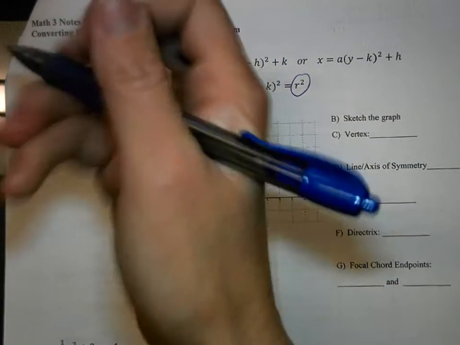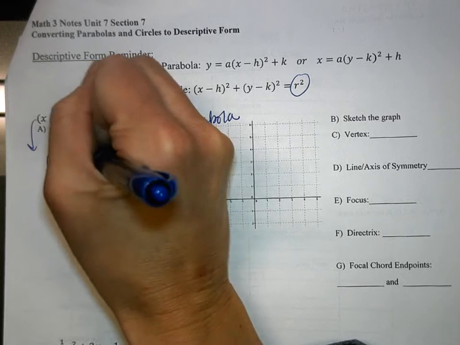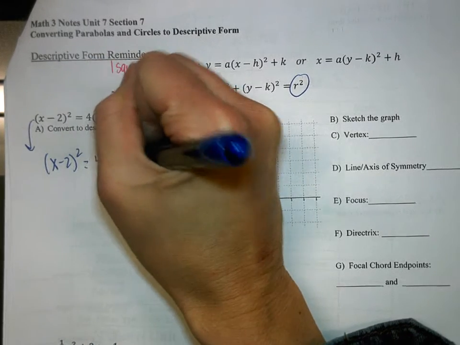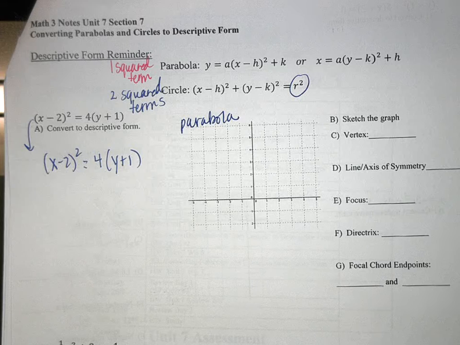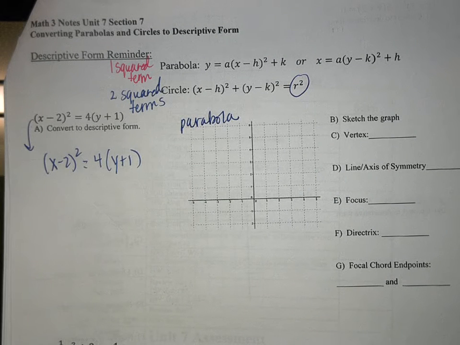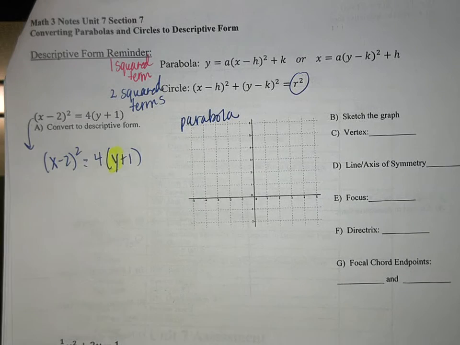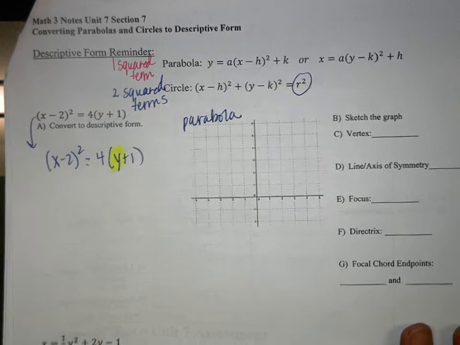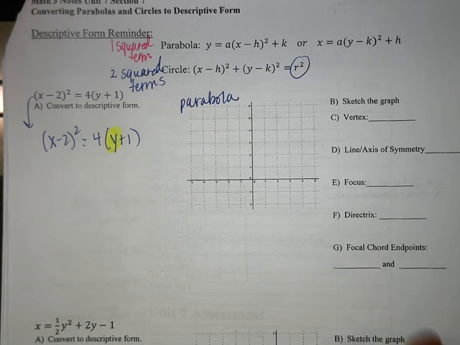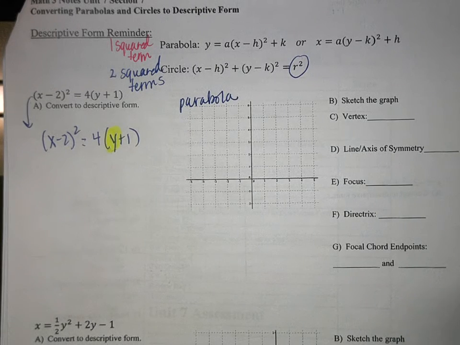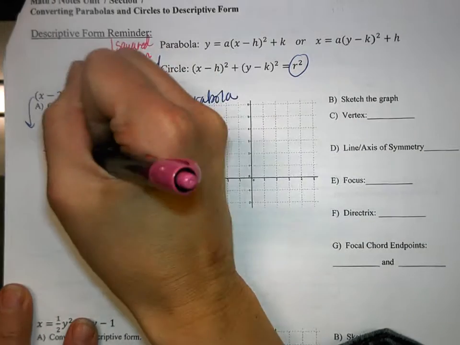I'm going to go ahead and rewrite this equation. And we want to put this into our descriptive form. When you have one squared term, you are trying to get the variable that is not squared by itself. So what am I trying to get by itself for this first equation? We want to get the y by itself. What will I do first to get the y by itself? Divide by 4. Very good.